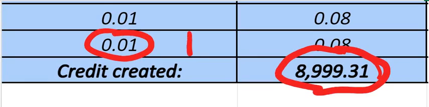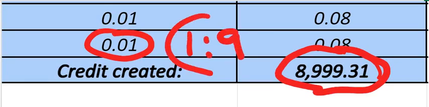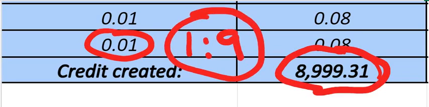So that's roughly a reserve to deposit ratio of 1 to 9. For every €1,000 that is deposited in the bank, given this reserve ratio, €9,000 of credit is simply created from that. And that's where we get the term fiat system. It's fiat money. It's money based on the faith that people have in the system.